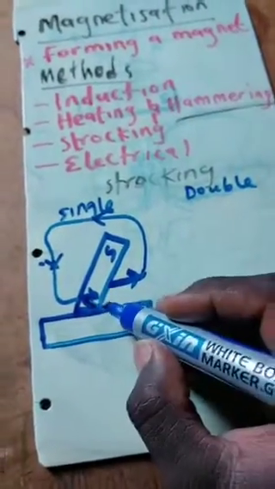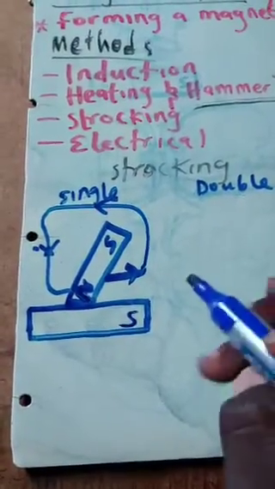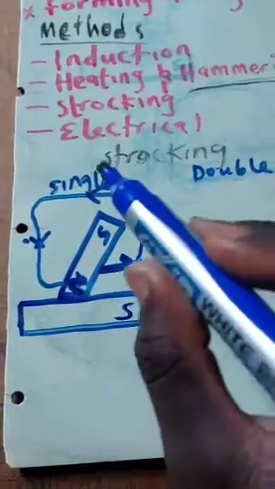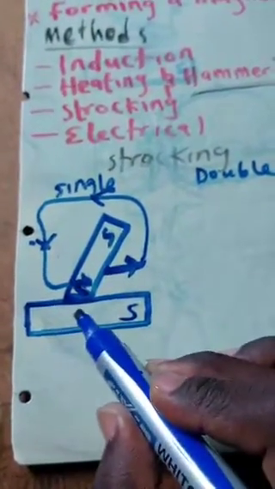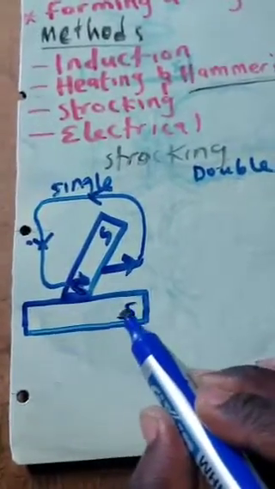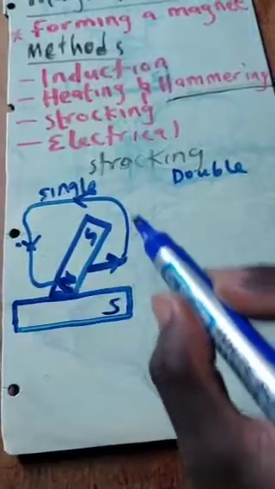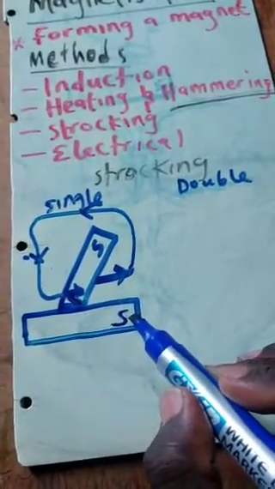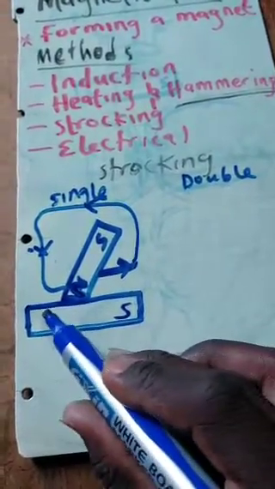If we were using a south, this will be a north, opposite. Yeah, that is the stroking, the single stroking method. You use a single magnet. No wonder they call it single. You're using one magnet. You stroke the length of the bar magnetic material. When you reach the end, you lift it, you bring it back here, you stroke the length, just like that. Where the magnet is being lifted will become an opposite pole to the one used for the stroking. So this will be a south, therefore that is a north.